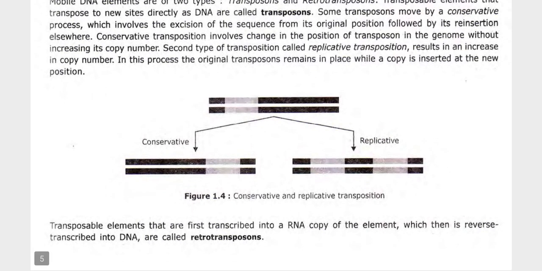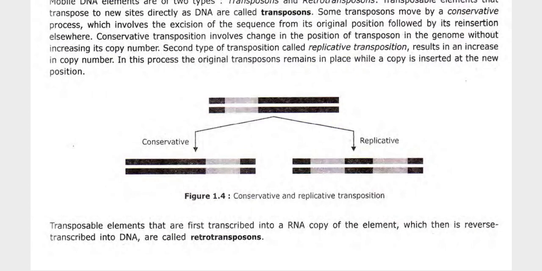The second type of transposition is called replicative transposition. Replicative transposition results in an increase in copy number. In this process, the original transposon remains in place while a copy is inserted at the new position. Conservative in the sense that the particular part is not undergoing duplication, but in replicative, there is a replication process taking place.